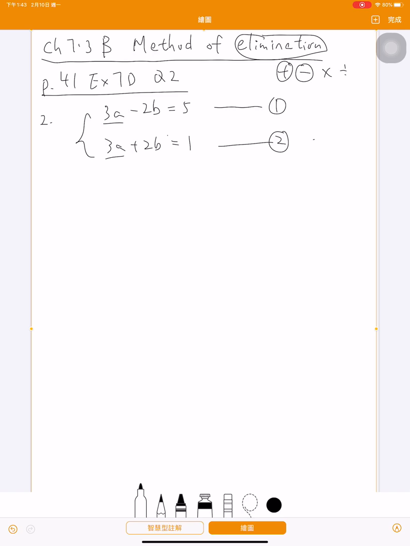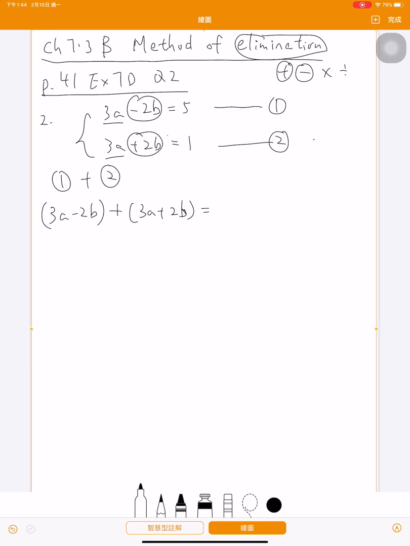But for this time, when I want to eliminate the b, because the one is negative 2b, one is positive 2b, they are similar, but the positive sign and negative sign are different. So we can use plus in this time. So again, for equation 1, the left hand side is 3a minus 2b, bracket. And then this time we're using plus, so plus. Equation 2, the left hand side is 3a plus 2b. Understand?